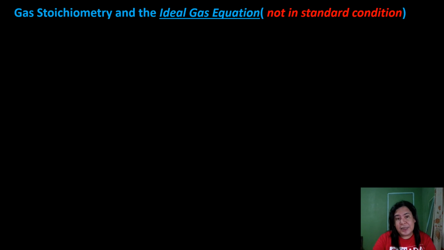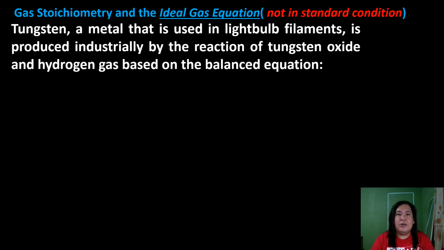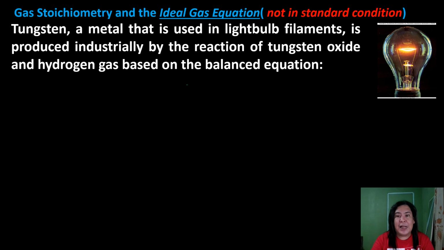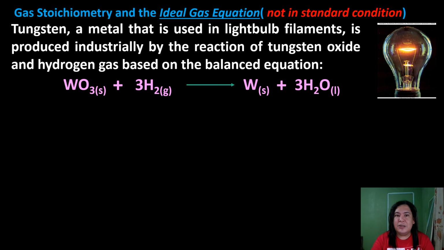Okay, so the next example is for gas stoichiometry and the ideal gas equation. But this time, this is not in the standard condition. So wala kayong makikitang STP doon sa mathematical problem. So tungsten, a metal that is used in light bulb filament, is produced industrially by the reaction of tungsten oxide and hydrogen gas based on the balanced equation.